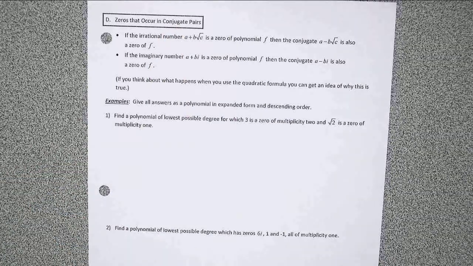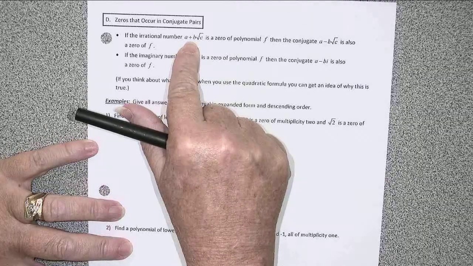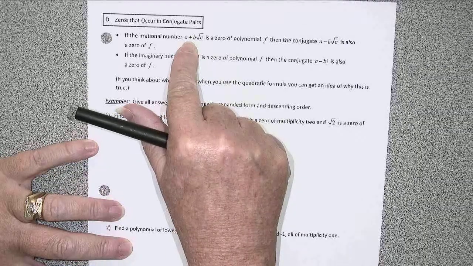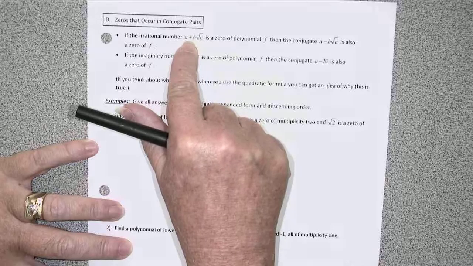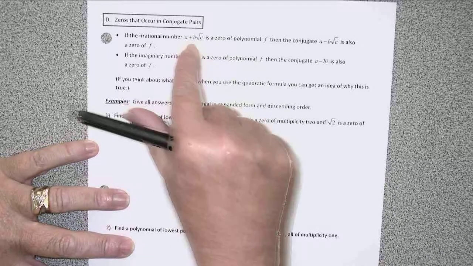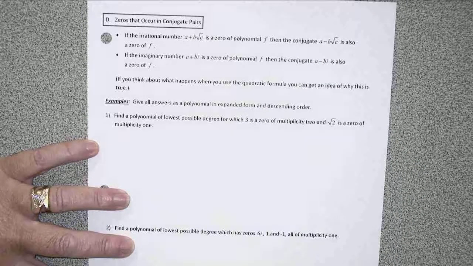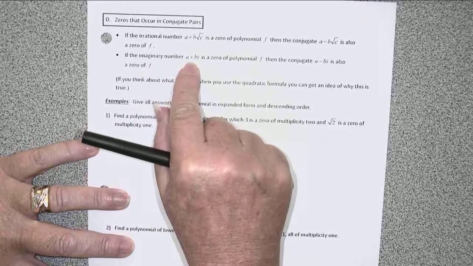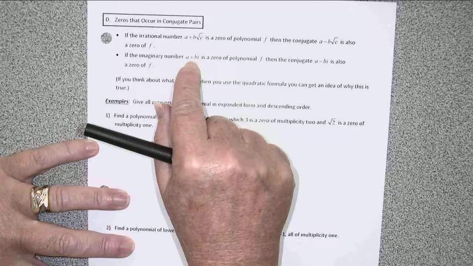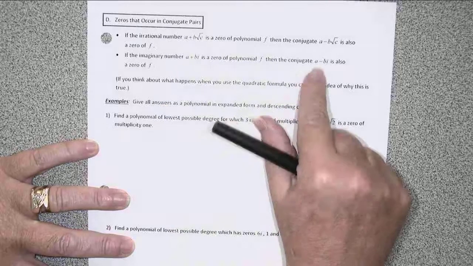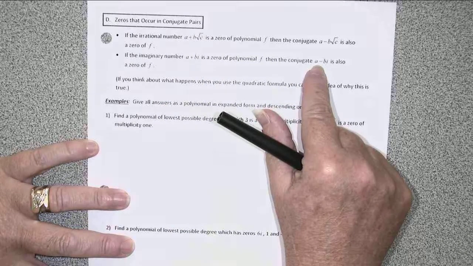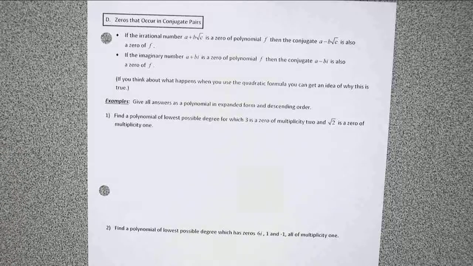Whenever you do the quadratic formula, you always have that plus or minus just before the radical, which means that if you've got an irrational solution like a plus b square root c, then because of the plus or minus in the quadratic formula, a minus b square root c will also be one of the solutions, or one of the zeros. It happens with the imaginary answers as well. If a plus bi is a zero, then because it comes from the quadratic formula with the plus or minus in it, a minus bi is also going to be a zero.